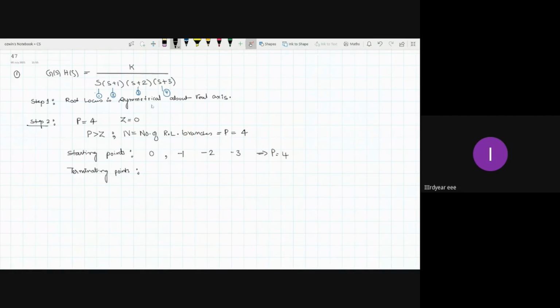Terminating points: do you have any zeros? We don't have any zeros, so you can just put a dash. That implies there are no terminating points. So the outcome of this particular analysis is that all the 4 branches of the root locus move towards infinity along the asymptotes.